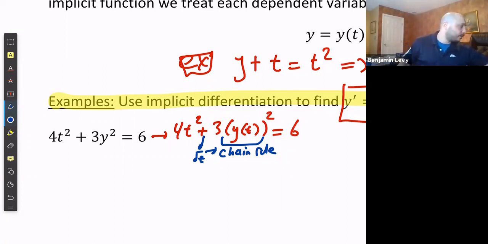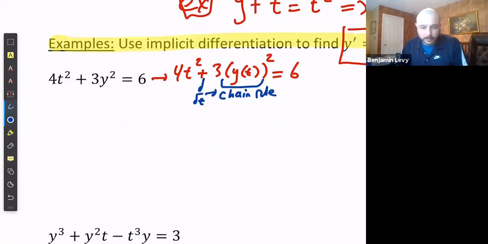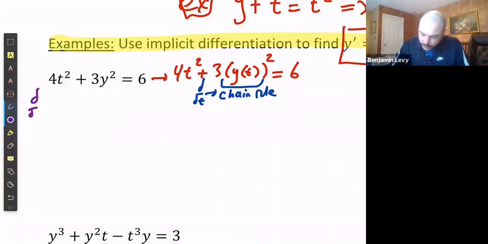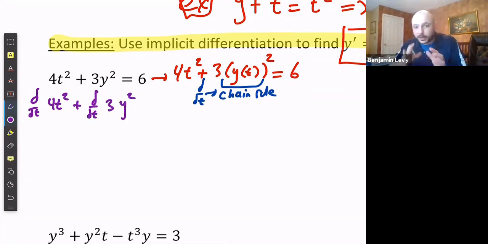I'm going to try to do this first one pretty slow here, but let me know if I can clarify something as we go. So that's the general setup, and so let's do it. Switching colors here, we're going to do d over dt of the first term, d over dt of the second term. And remember, I'm not going to write the of t just to save us some space, but remembering that y has a t in it. And then we're going to differentiate the 6.